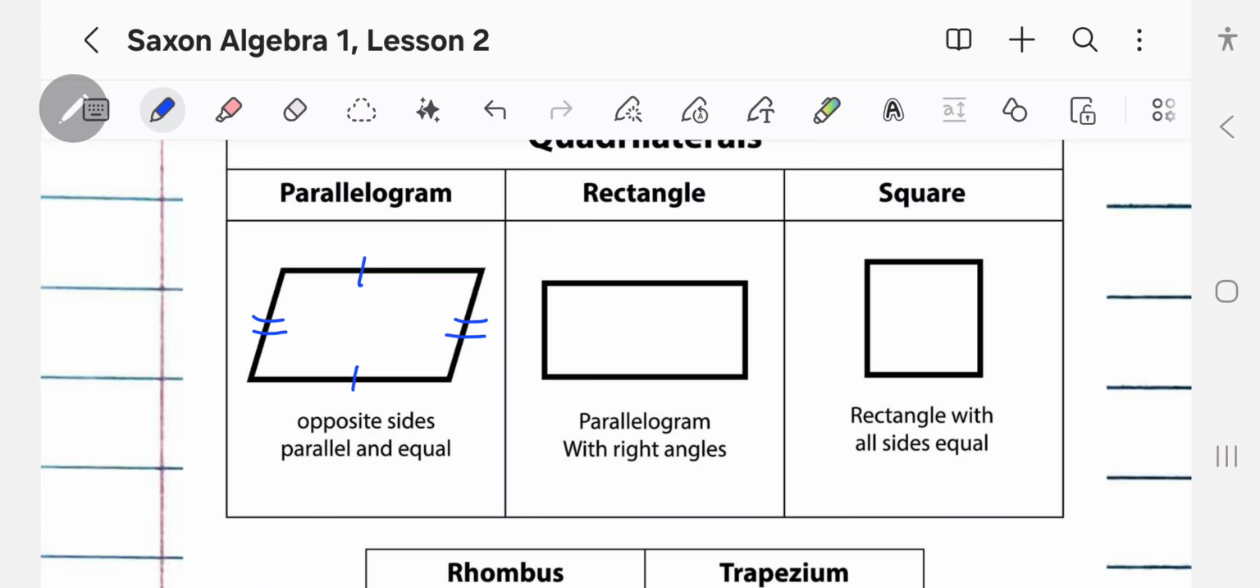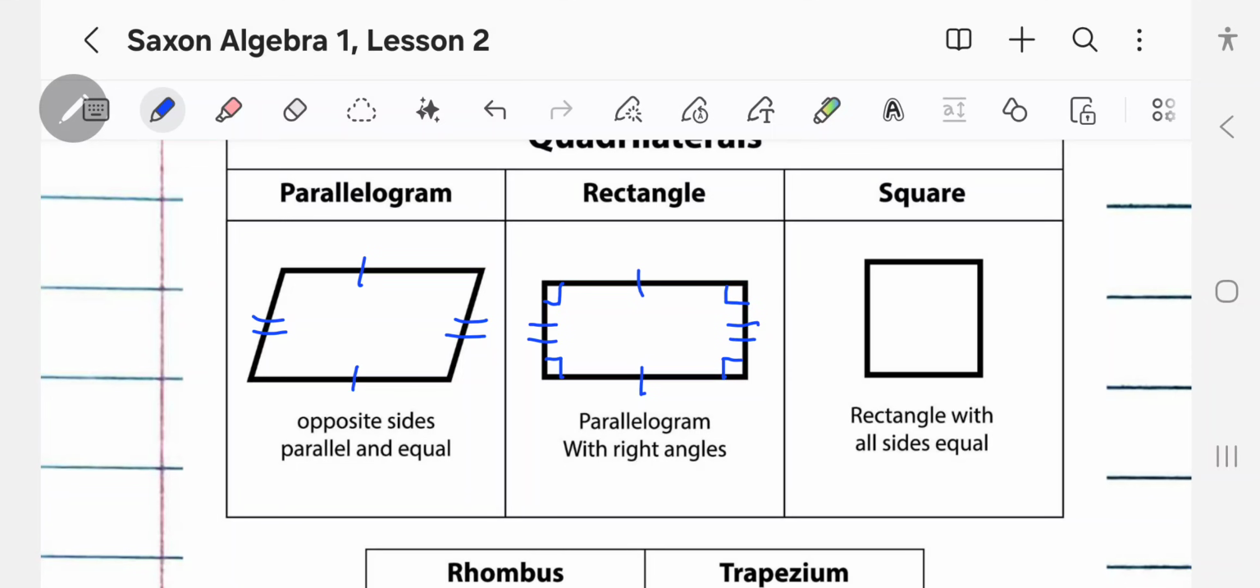A rectangle is a parallelogram because it also has opposite, equal, and parallel sides. But a rectangle is a little more special in that it has all right angles. So it is a parallelogram, but it is a very special, specific one with all right angles.